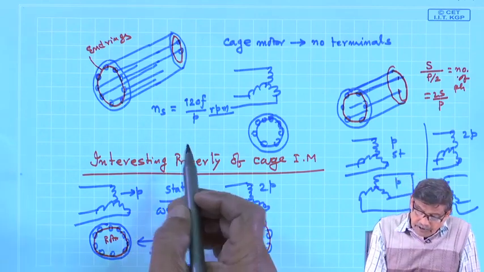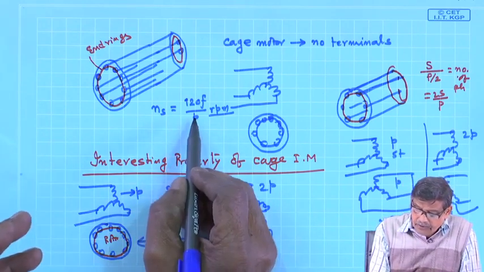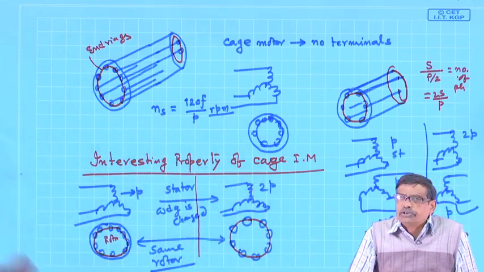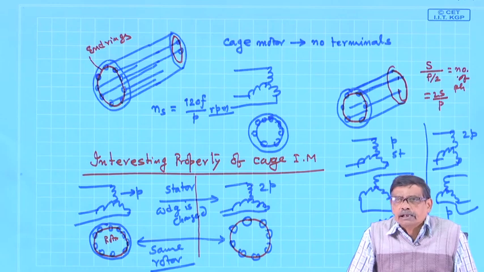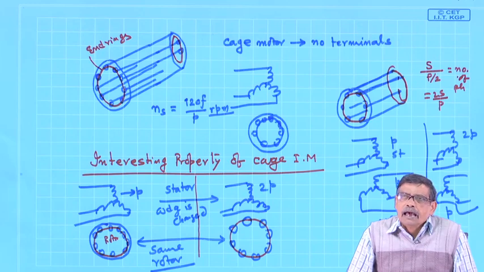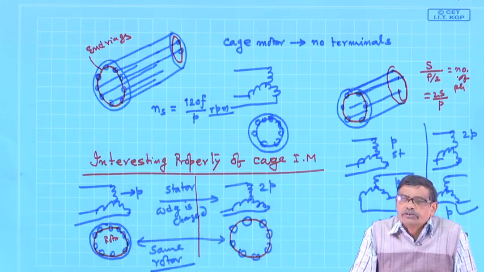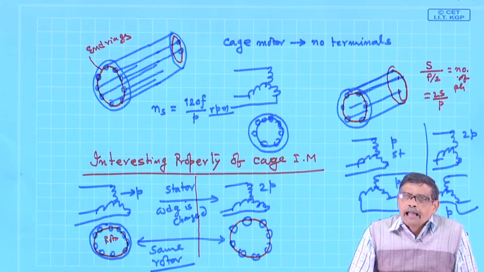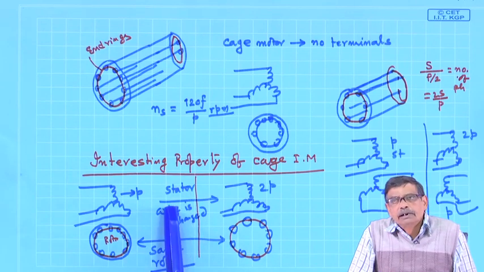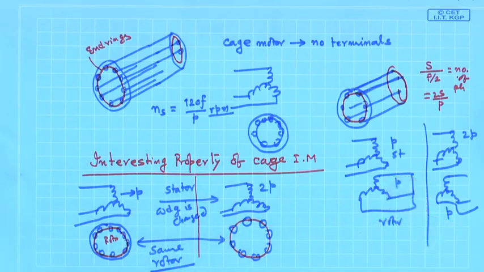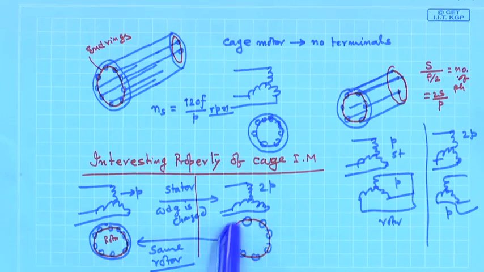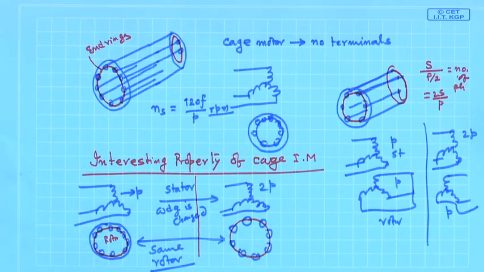So, one way was that on the stator you use 2 separate stator windings. Suppose one is wound for 2 poles and another is wound for 4 poles. 2 completely separate 3-phase distributed windings in the stator slots you accommodate, and at a time I will energize either that 2-pole winding or the 4-pole winding, and my rotor will be a cage induction motor.